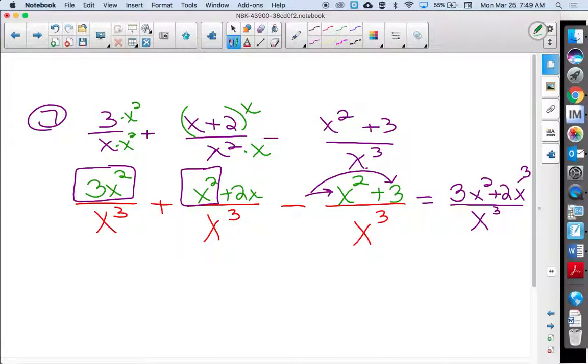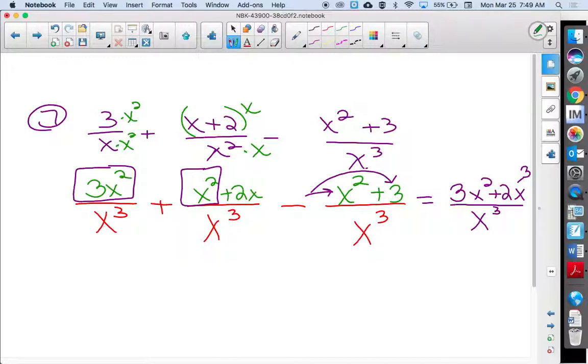So 3x squared plus 2x, and then that minus 3. Make sure you're carrying that negative through the entire numerator. So make sure you've got a minus 3 back there and not a plus 3. Any questions with number 7?